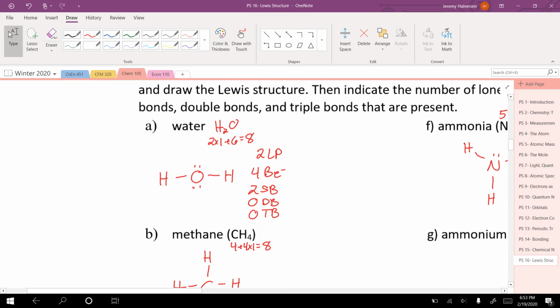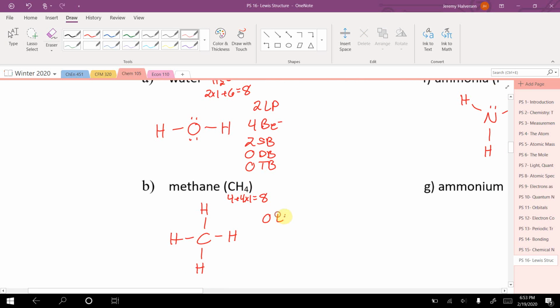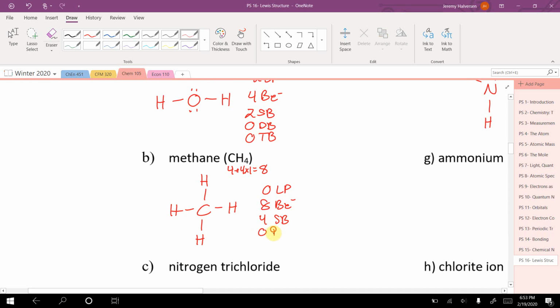And so what do we need? We have 0 lone pairs, 8 bonding electrons, 4 single bonds, 0 double bonds, 0 triple bonds.